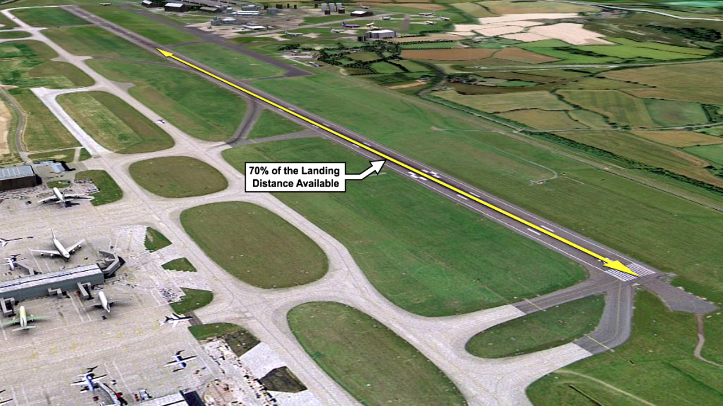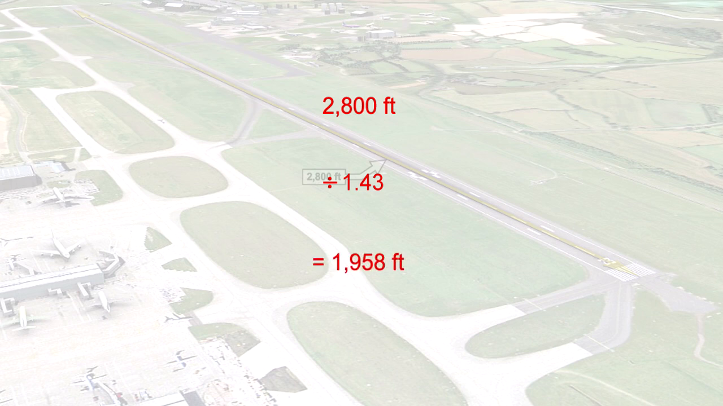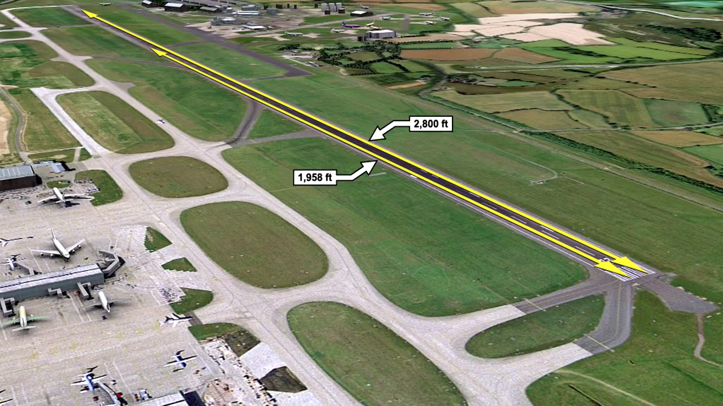To help clarify this, let us work through an example. If the landing distance available at a destination airfield is 2,800 feet long, then obviously the aeroplane must be able to land within 70% of 2,800 feet. To calculate this value, we must divide 2,800 feet by a factor of 1.43. Carrying out this simple calculation gives us an answer of 1,958 feet. 1,958 feet is 70% of 2,800 feet. Therefore, the aeroplane must be able to achieve a full-stop landing within 1,958 feet.